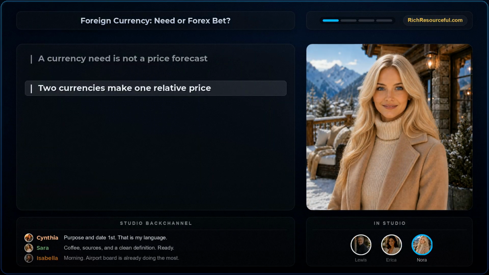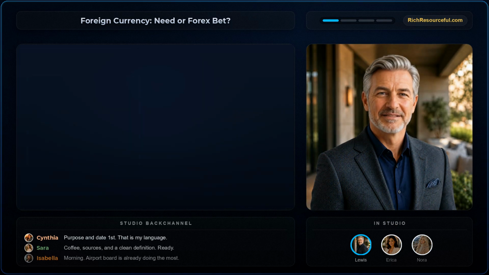We've run this experiment before. Call a moving price a certainty, then act surprised when it moves again. Lewis, give us the practical fork. A family has a trip in 6 weeks. A viewer also sees a video predicting a stronger euro. Same currency, different decision. Different clocks, different jobs.